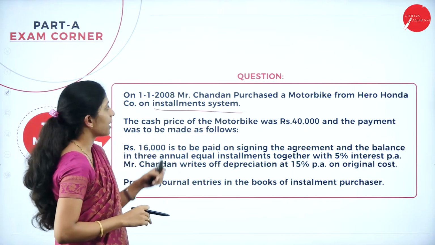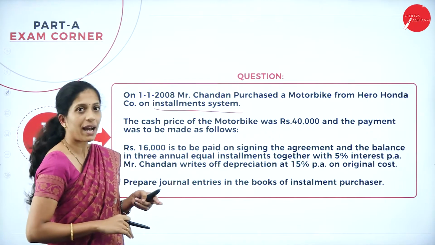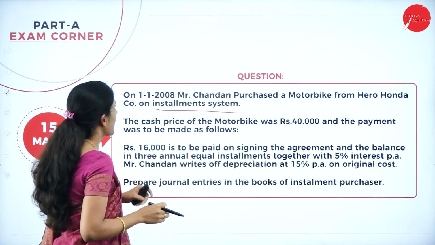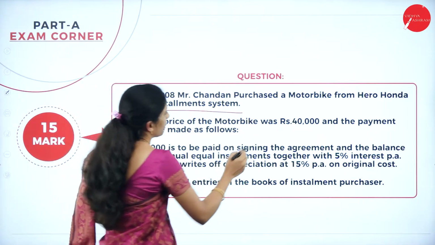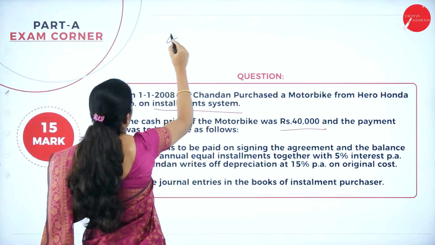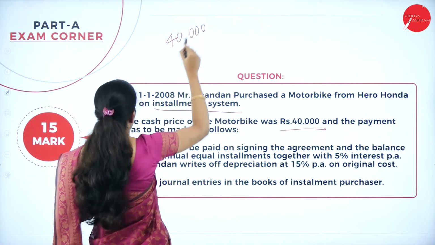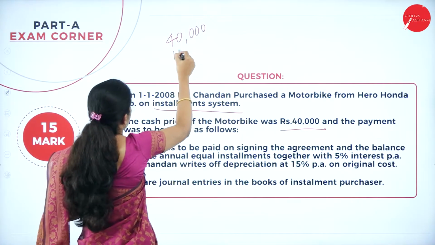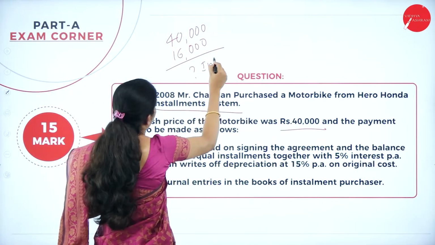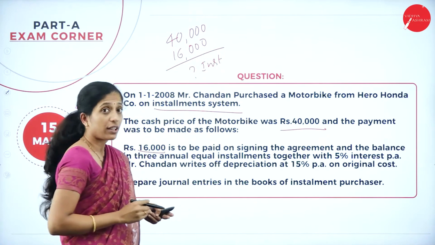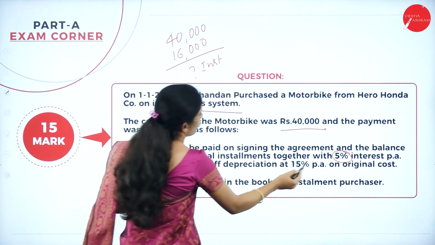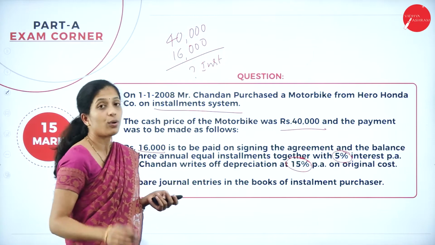On 1/1/2008, Mr. Chandan purchased a motorbike from Hero Honda company on the installment system. The cash price of the motorbike was rupees 40,000 and the payment is to be made as follows. So the total cash price is 40,000. Among this 40,000, 16,000 is paid on the date of agreement. The remaining amount is paid in the form of installments. For that, they have to include 5% interest and depreciation is charged at 15% on original cost.